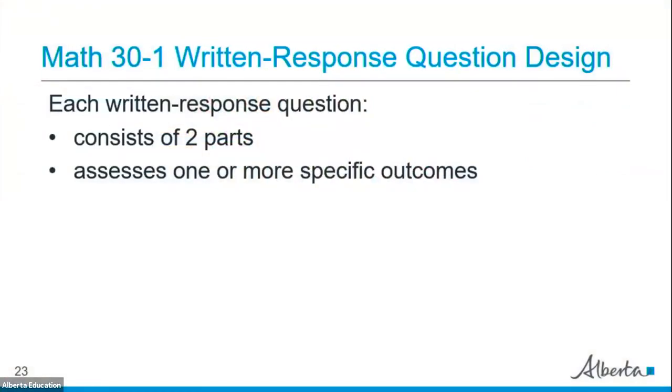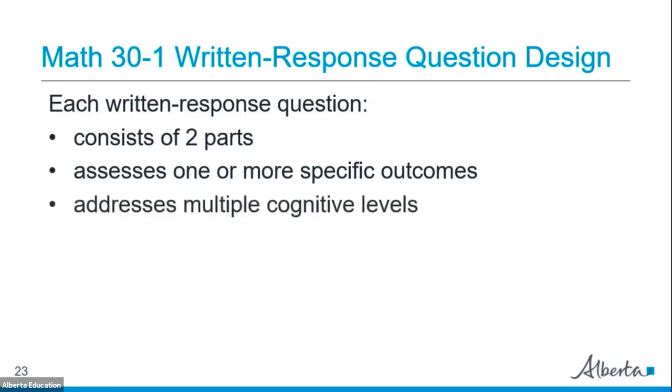Each question consists of 2 parts in Math 30-1. And it will cover one or more specific outcome. Normally it's 1 or 2, but it has a potential to cover more than 2 specific outcomes. As well, it will always address multiple cognitive levels. You will never get an entire written response component being procedural. We need that balance of 30%, 34%, 36%. And not all questions have a standard of excellence part. Some questions have 2 parts at the acceptable level.